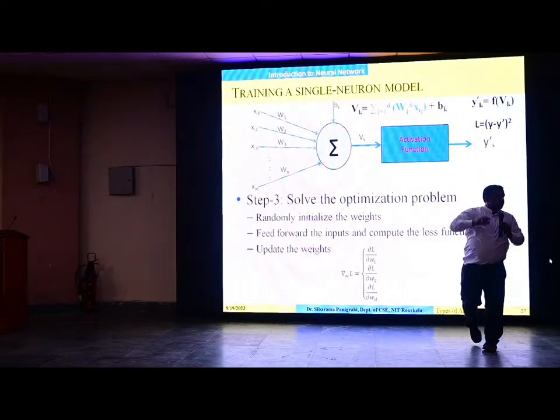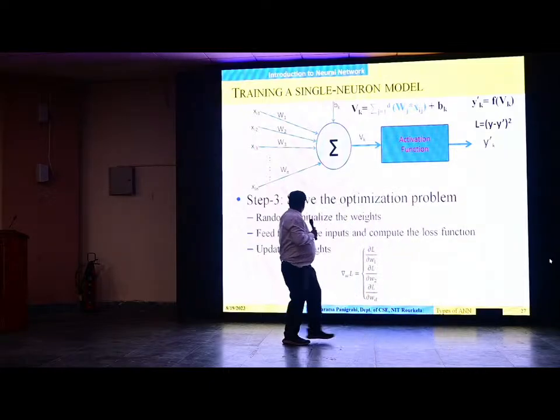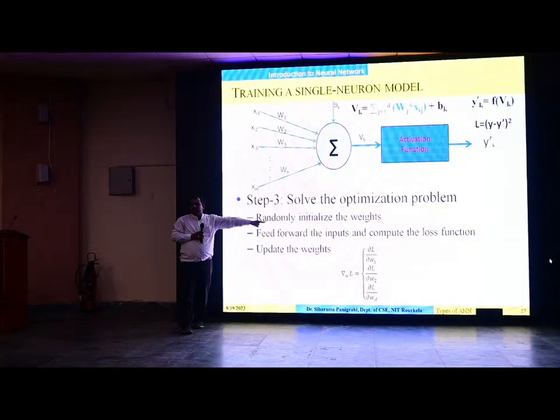Right? So step number 2. What is step number 2? Feed forward the inputs. Feed forward the inputs means W transpose X plus B, and we pass it through an activation function F, right? So that we can compute the output. So for y minus y dash, you can take the square, so that you can compute the loss function. Is that clear? Yes.